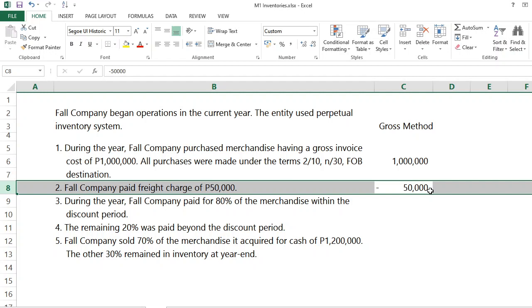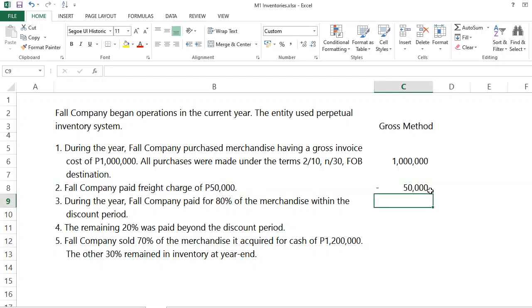So, i-offset na lang. Naa kay utang sa iya nga 1 million, pero naa pod siya utang sa imo nga 50,000. Kay ikaw ang nagbayad sa freight, which is dapat siya. So, i-deduct na lang, offset. So, minus 50,000. Therefore, imuhang utang na lang sa iya is 950,000. Next, company paid 80% of the merchandise within the discount period.